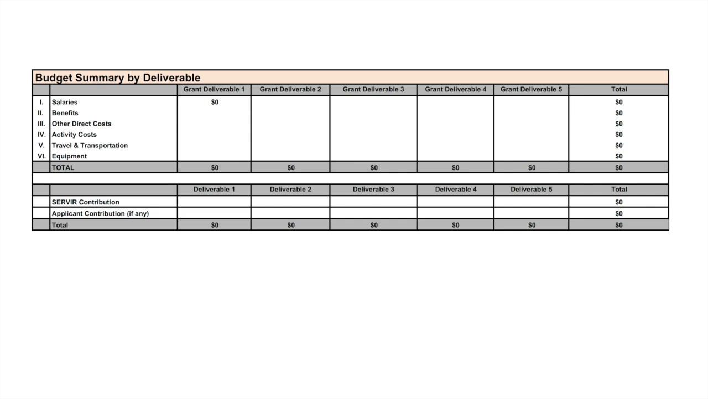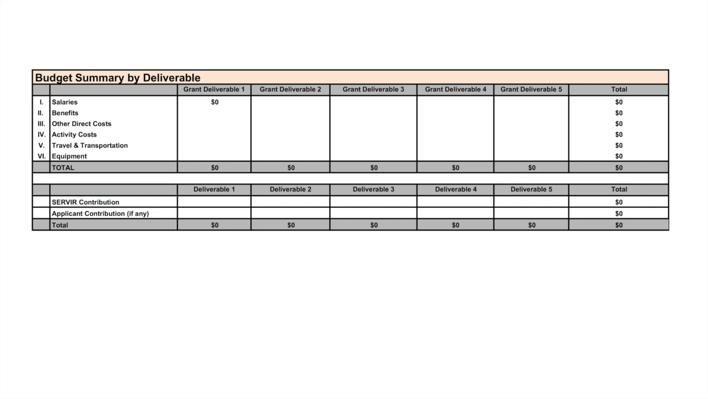The third tab of the budget form is the budget summary by deliverable. This tab should be completed after you've completed your implementation plan, which is Annex D. Because Severe expects to transfer funds to grantees upon completion of deliverables, this tab is a way for both your organization and Severe to get an idea of what the cost of each deliverable will be.